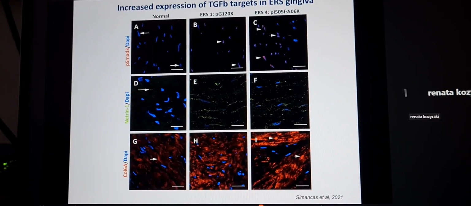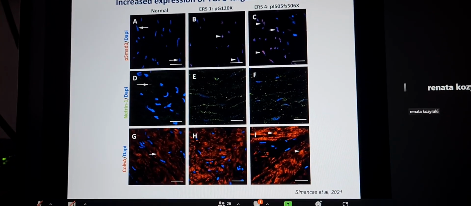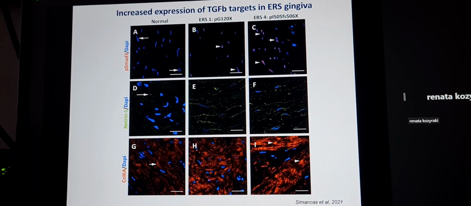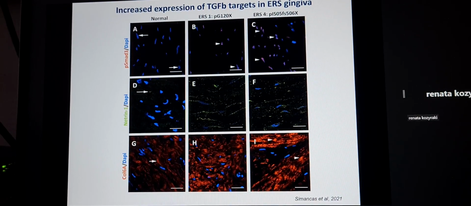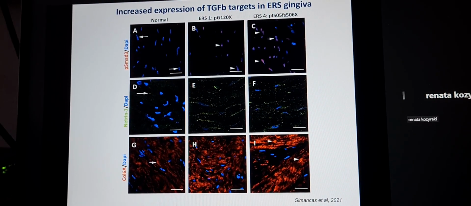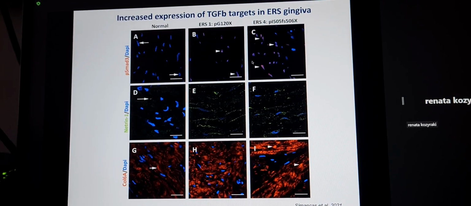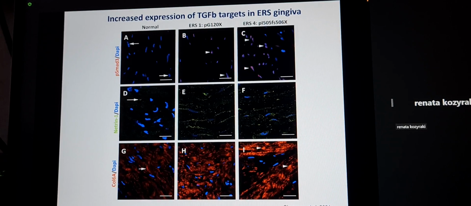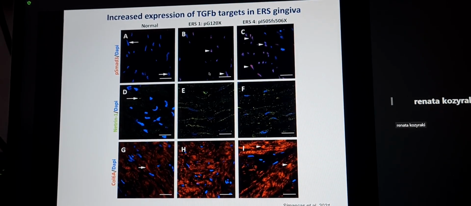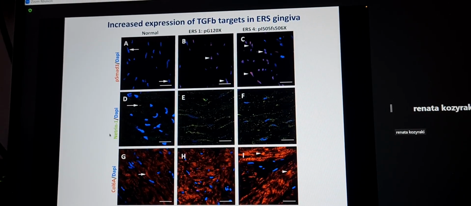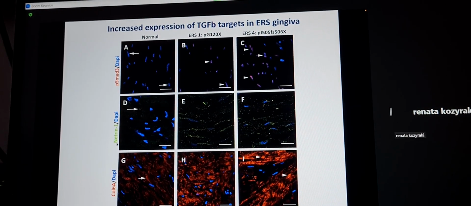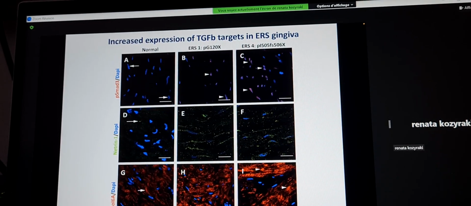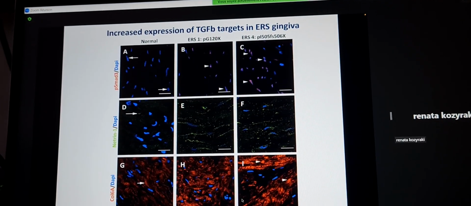When we looked in the gingiva, in order to identify whether the TGF-beta pathway targets were also upregulated in vivo, we indeed found that phospho-SMAD3 was localized in the nuclei of the gingival fibroblasts. Here we are in the connective tissue, but other targets like netrin-1, involved in inflammatory healing, or collagen type A were also upregulated, and here you also have some disorganization.